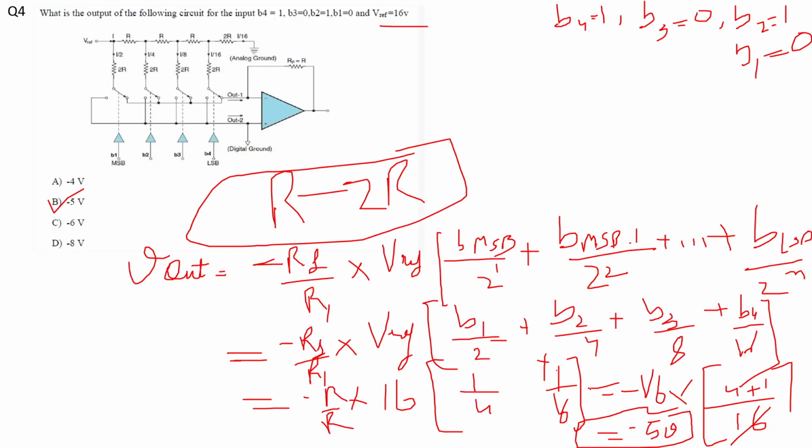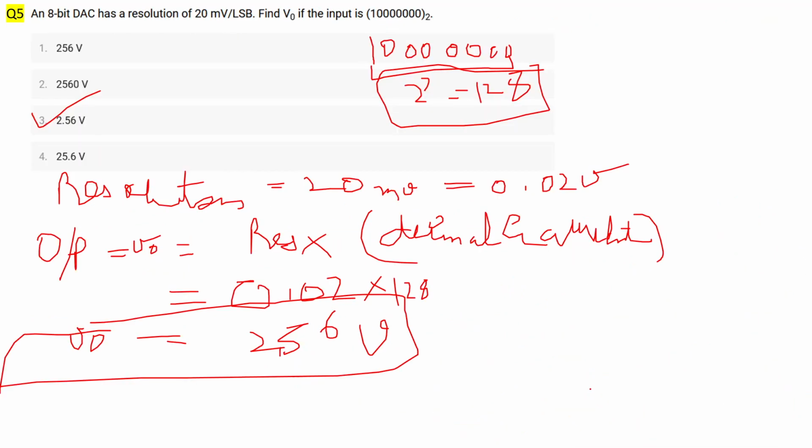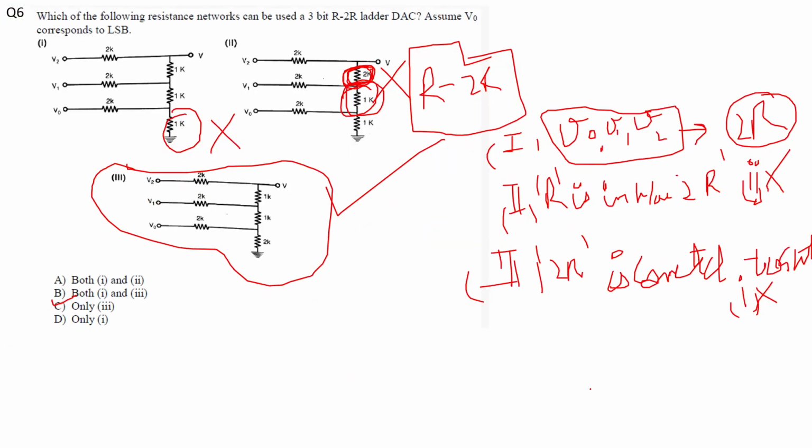Again, this was an R2R ladder DAC where you use the formula and you got the output voltage. This was again this 8-bit DAC and a simple question, nothing new. This was a case where three networks are given and you need to figure out which one could be used for R2R DAC. So here I showed that three conditions need to be satisfied to be used as the R2R DAC, where condition 1 was all inputs need to be applied to the 2R resistor. Condition 2 is that the R resistor should be in between 2R resistors, and condition 3 is that the last 2R resistor should be grounded. Only network 3 followed all three criteria, and thus only network 3 can be used in the R2R ladder DAC.